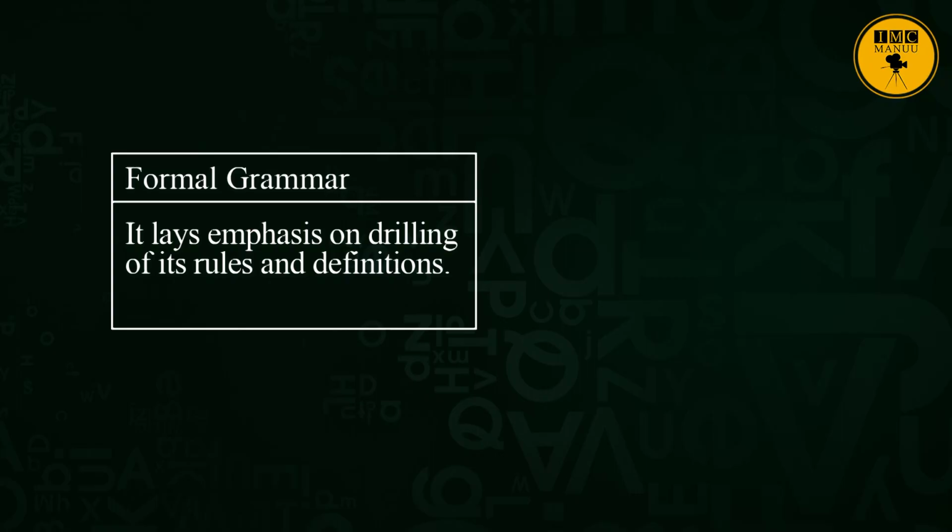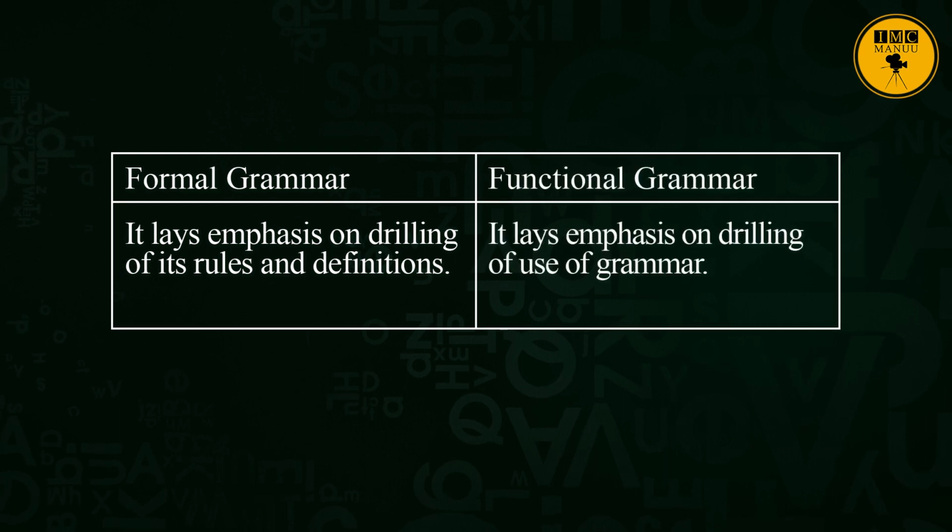But now our focus is changed and we are shifted from formal grammar to functional grammar. Today, grammar is taught along with prose and poetry without any separation. Teaching of grammar is interwoven with the teaching of English prose or poetry. Formal grammar lays emphasis on drilling of its rules and definitions, whereas functional grammar lays emphasis on drilling of use of grammar.